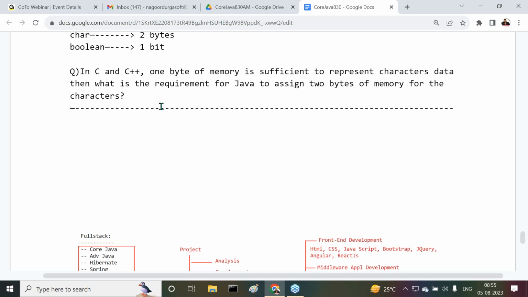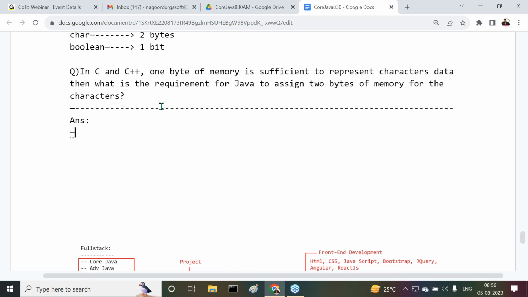Character, in the sense, don't think only of alphabets like A, B, C, D. It might include a single digit also, or a special symbol, anything. Anything we represent in single quotation marks is a character. Understand the meaning I'm telling you now. Okay. In C and C++, 1 byte of memory is sufficient to represent character data. Then what is the requirement for Java to assign 2 bytes of memory for the characters? That's the question. The answer is very, very simple.